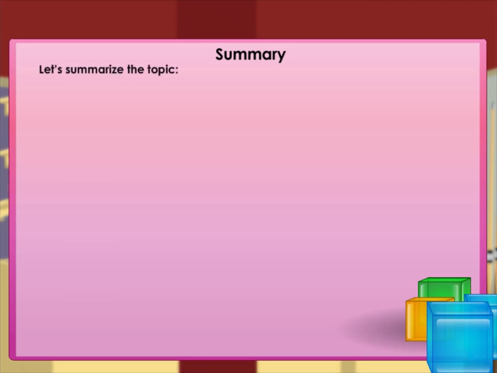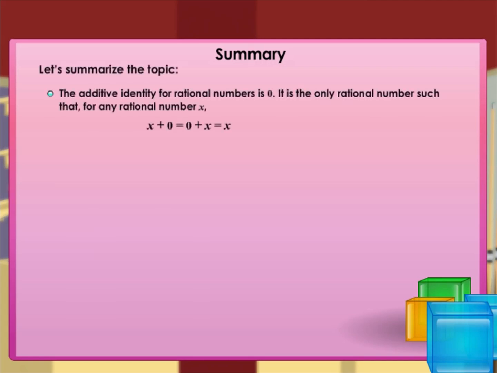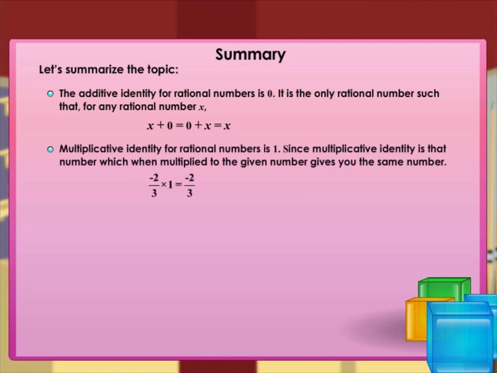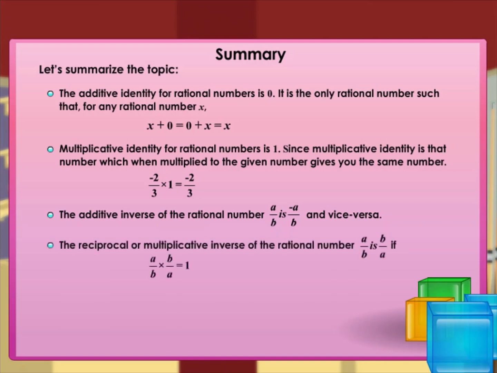Summary. Let's summarize the topic. The additive identity for rational numbers is 0. It is the only rational number such that for any rational number x, x plus 0 is equal to 0 plus x is equal to x. Multiplicative identity for rational numbers is 1, since multiplicative identity is that number which multiplied to the given number gives you the same number. The additive inverse of the rational number a by b is minus a by b and vice versa. The reciprocal or multiplicative inverse of the rational number a by b is b by a, if a by b multiplied by b by a is equal to 1.